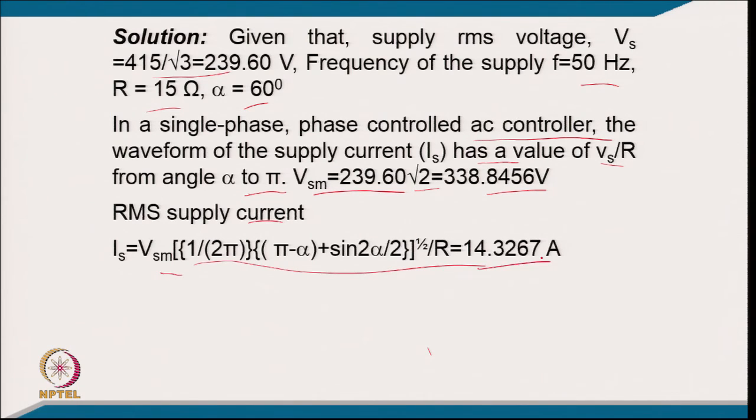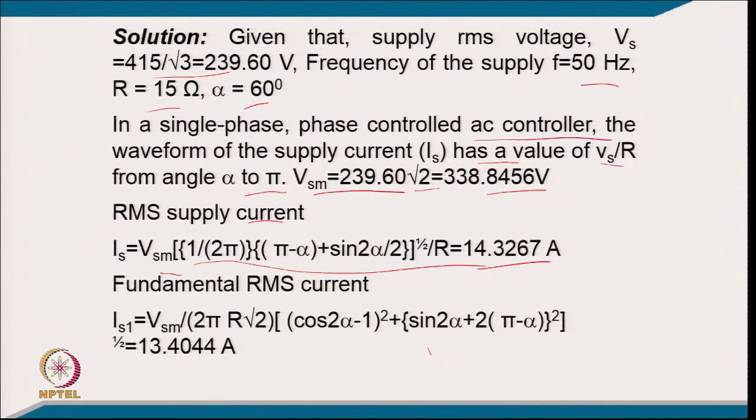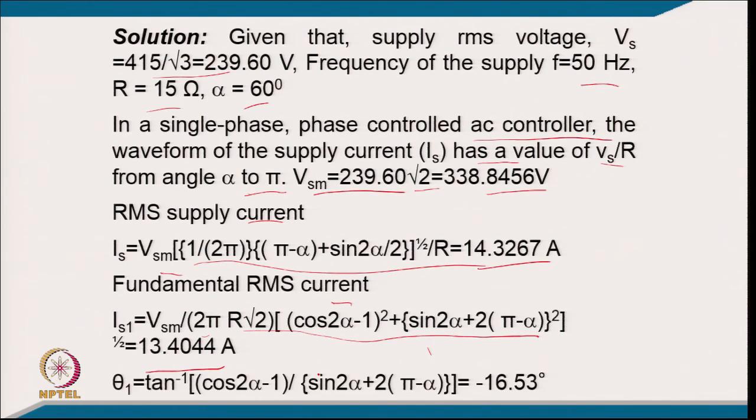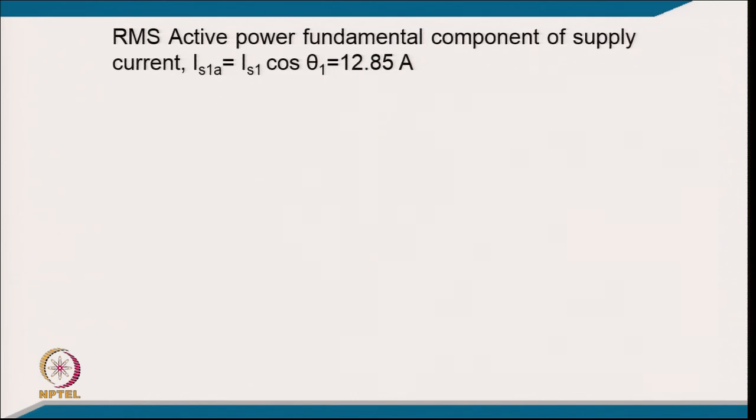So, it comes 14.3267 ampere, and the fundamental RMS current will be IS1. From the derived relation for the single phase AC controller, it comes 13.4044 ampere, and the angle between fundamental voltage and fundamental current will be, from this relation, minus 16.53, because it behaves as a lagging power factor load, and the RMS fundamental active power component of the supply current will be IS1A, IS1 cos theta 1.